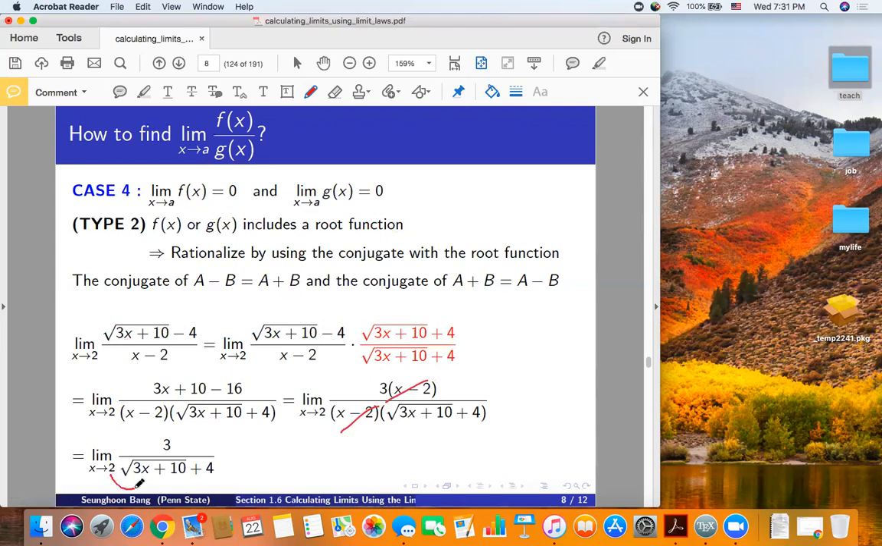Last, plug 2 into x. So we have 3 over the square root of 3 times 2 plus 10 plus 4. The 3 times 2 plus 10 is 16. The square root of 16 is 4. 4 plus 4. We have 3 over 8. This is the final answer, right?